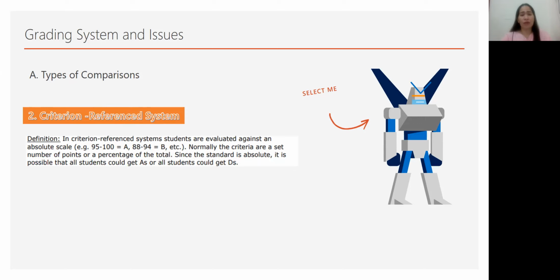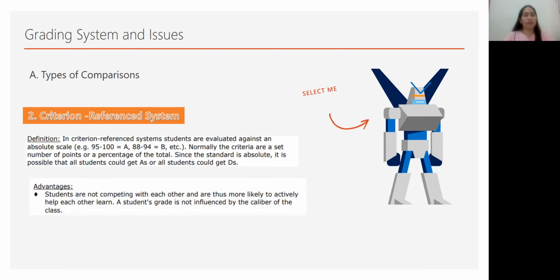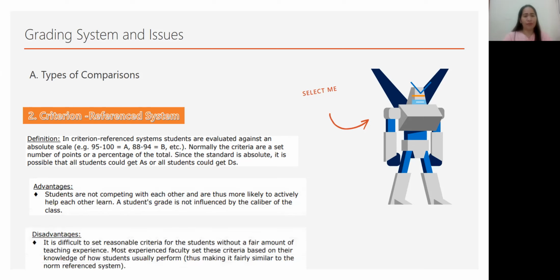Since the standard is absolute, it is possible that all students could get A's, or all students could get D's. Advantages: students are not competing with each other and thus are more likely to actively help each other learn. A student's grade is not influenced by the caliber of the class.